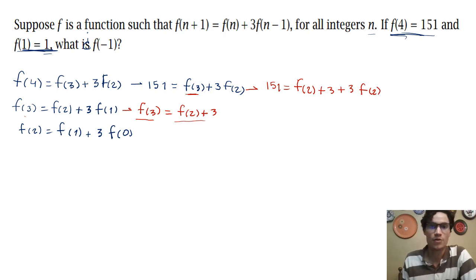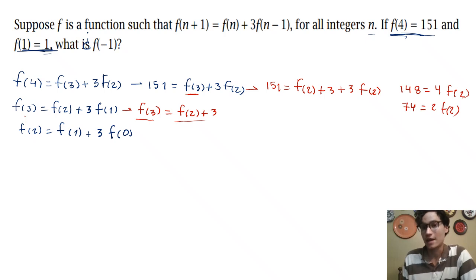So we can find the value of f(2), which is 148 is equal to 4 times f(2). We can divide this all by 2 and get that 74 is equal to 2 times f(2). If we divide this again by 2, we get that f(2) is equal to 37. Okay, we got this value.